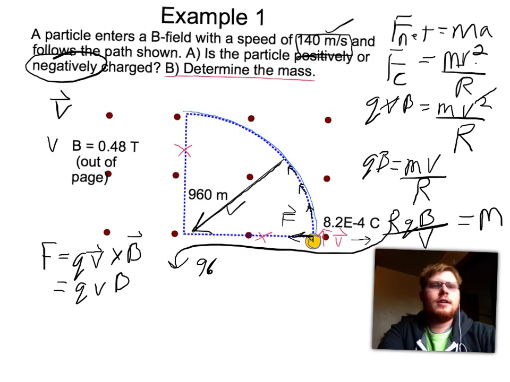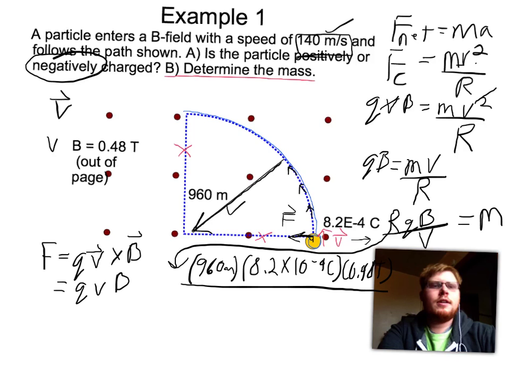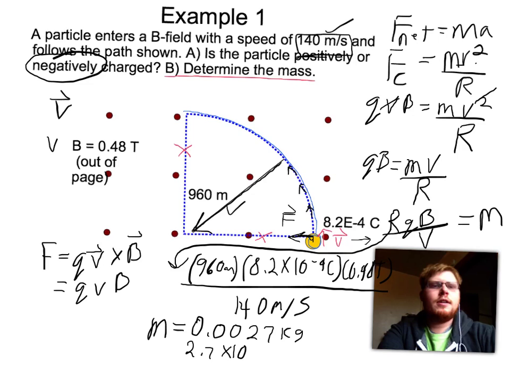So if I bring that down here where I've got a little more room, I've got 960 meters times 8.2 times 10 to the negative fourth coulombs times 0.48 teslas divided by 140 meters per second. When I work out that math, I get the mass of the particle is 0.00 and about 27 kilograms, or 2.7 times 10 to the negative third kilograms.